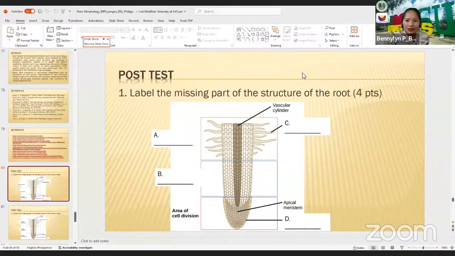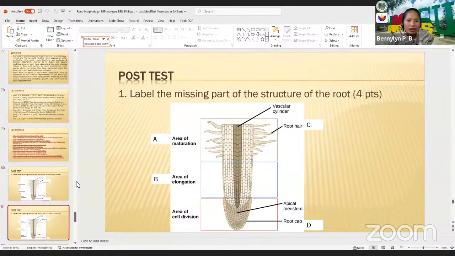So the parts of the structure of the root for this one: A is for the area of maturation. Letter B is for the area of elongation. C is the root hair. D is the root cap.